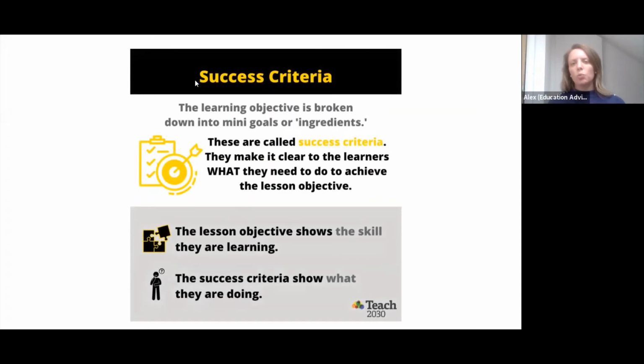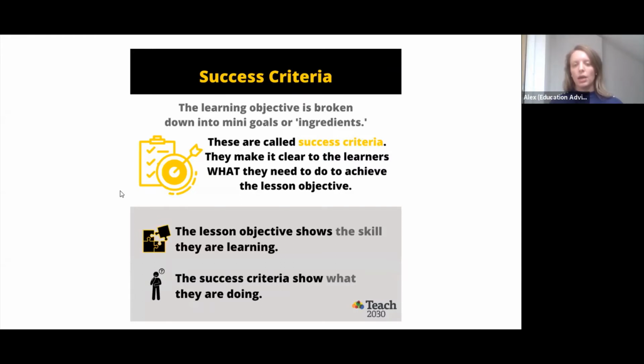Now, we're talking today a lot about success criteria rather than lesson objectives. So there's a difference between them. A learning objective is broken down into mini goals or ingredients. These are called success criteria. They make it clear to the learners what they need to do to achieve the lesson objective. The lesson objective shows the skill that they are learning. The success criteria shows what they are doing to achieve the learning objective.